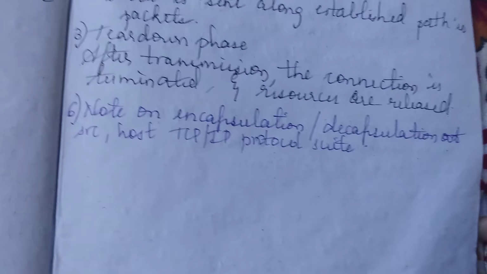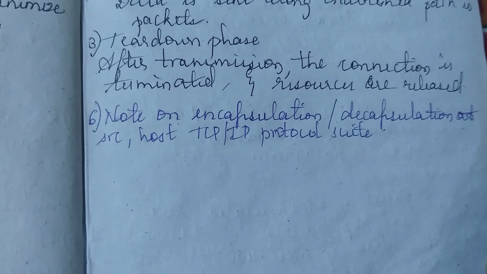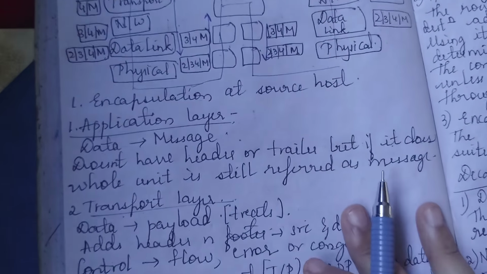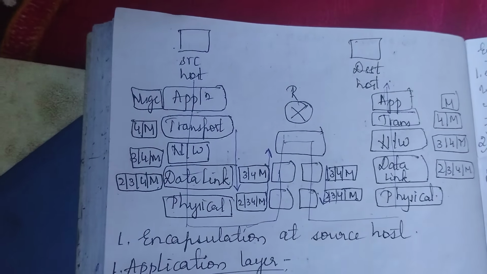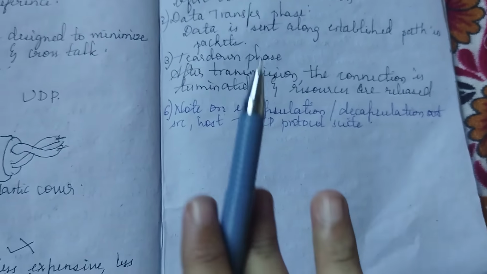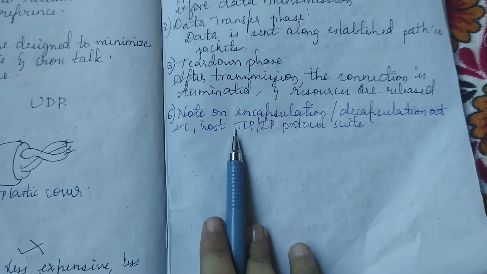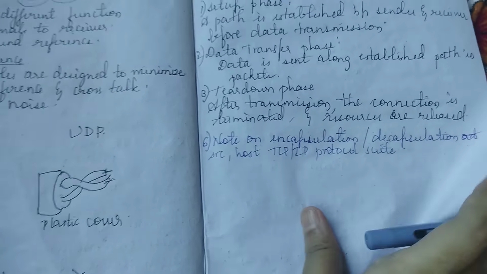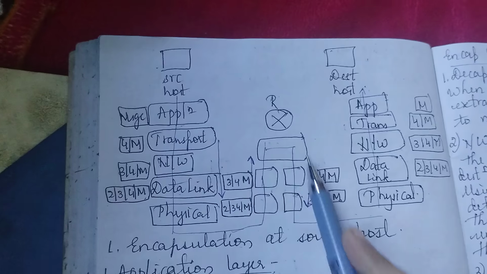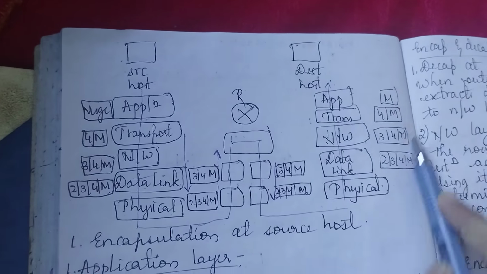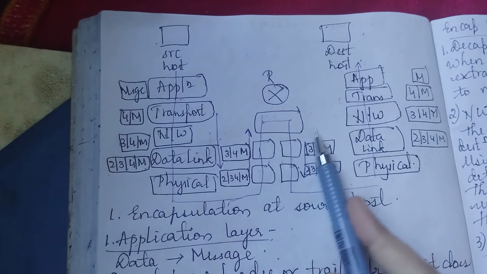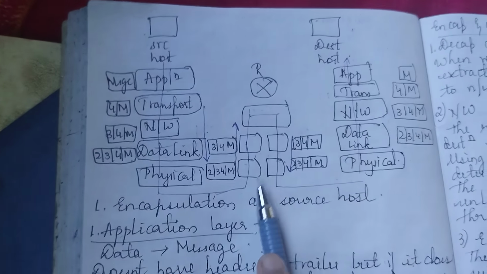Next question is, note on encapsulation or decapsulation from source to host, they have asked. In the question I would like to clarify one thing: encapsulation and decapsulation we have to explain only with respect to the source host. But I have written an explanation for what happens in source, what happens when it comes to the router, and what happens in case of destination. If you understand source, you can write an explanation for everything. So I'll just explain the source only.